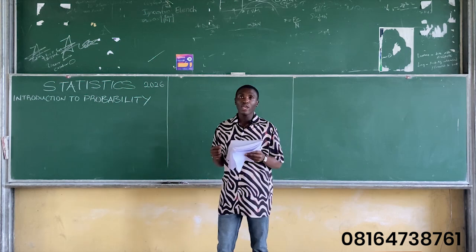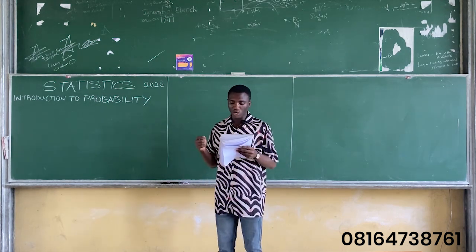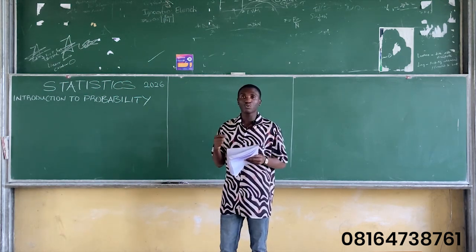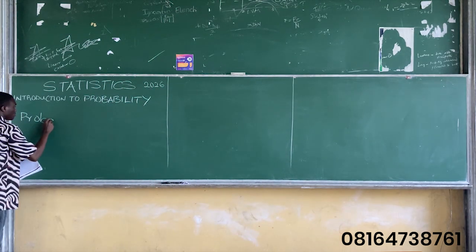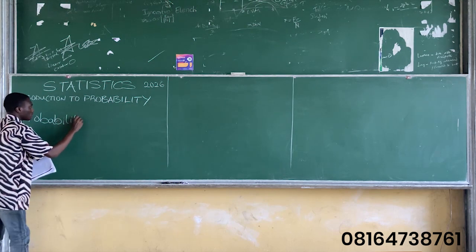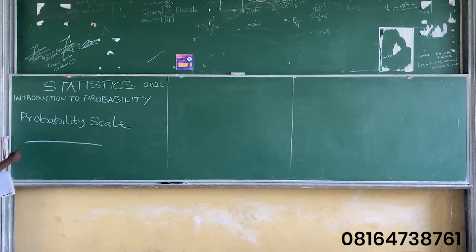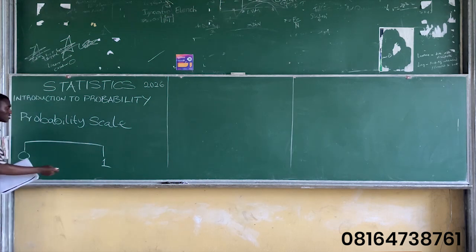Now, there's what we call a probability scale. What is a probability scale? A probability scale is a number line from 0 to 1 that measures the likelihood of an event ranging from impossible to certain. So, the probability scale. We have our number line, and on one end, we have 0, marking impossible or unlikely to occur. And on the other end of the number line, we have 1, which means that this is certainty that the event is going to occur.